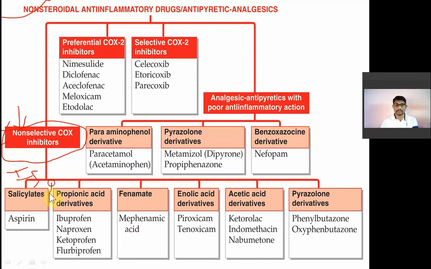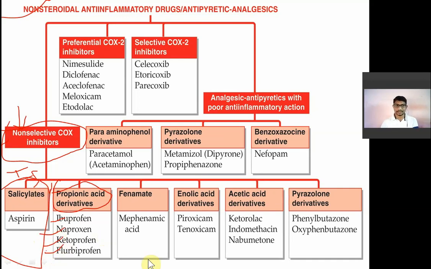The first class will be your salicylic acid derivatives. In that you have aspirin, methyl salicylate, and so on. The next class will be your propionic acid derivatives. In that you have ibuprofen, ketoprofen, naproxen, flurbiprofen. They all are propionic acid derivatives.